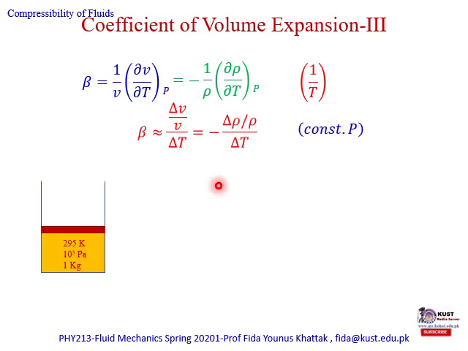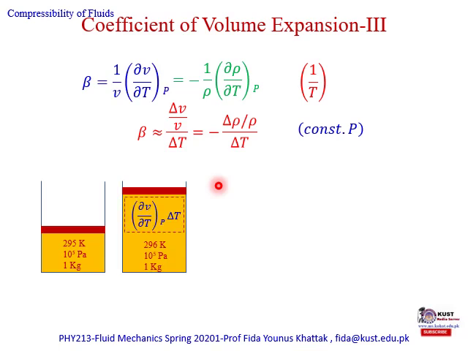Consider the case of a fluid at 295 degree Kelvin and 10 power 5 Pascal having a mass of 1 kg. By changing the temperature to 296 degree Kelvin while keeping the pressure constant, one can observe a change in the volume. The change in volume is given by del V over del T at constant P multiplied by the total finite difference in the temperature.